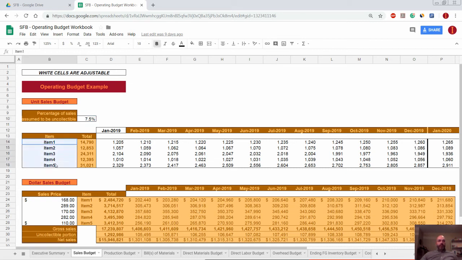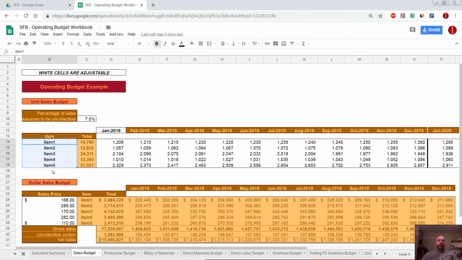Over here, you're going to see where we enter our SKUs, stock keeping units, whatever you want to call it, item numbers, product numbers. We just go with a generic Item 1 through 5 here, so you can track individual items through the entire operating budget process.